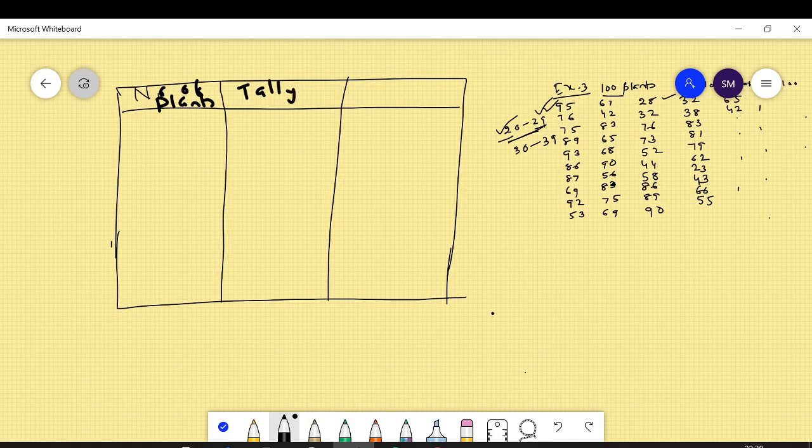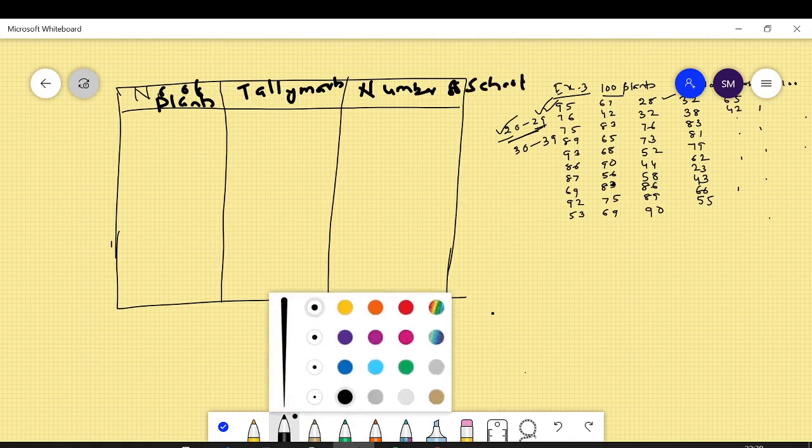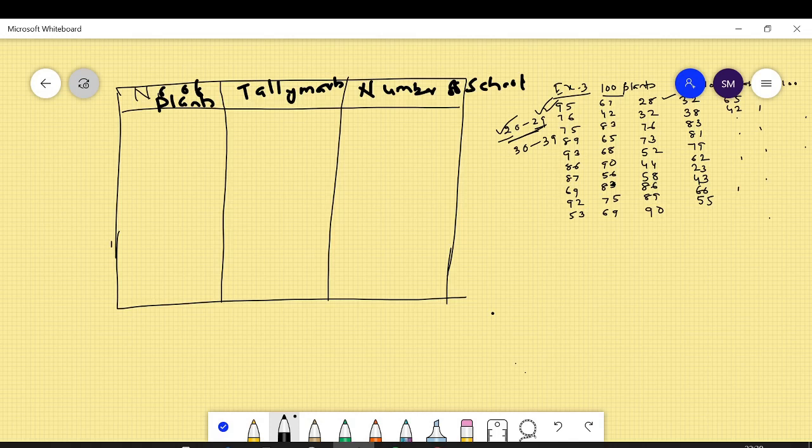You know what tally marks are? In the previous class, in class 8, you learned what tally marks are. Here number of schools. Then make the data in a fixed class size.